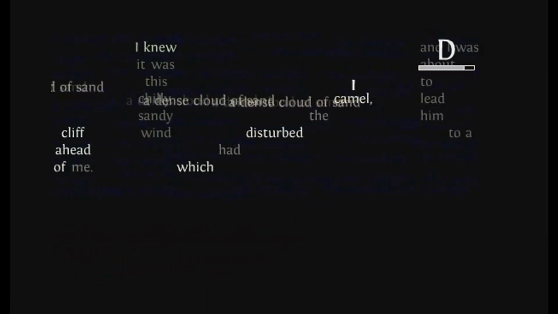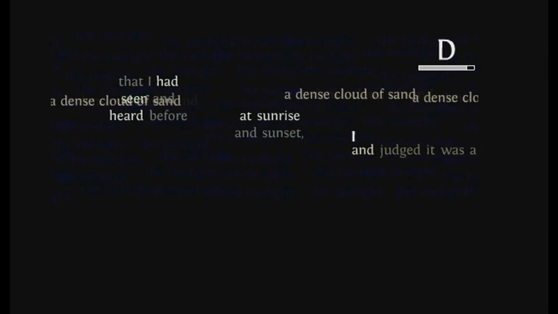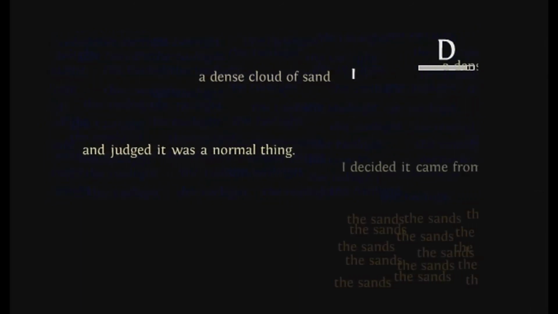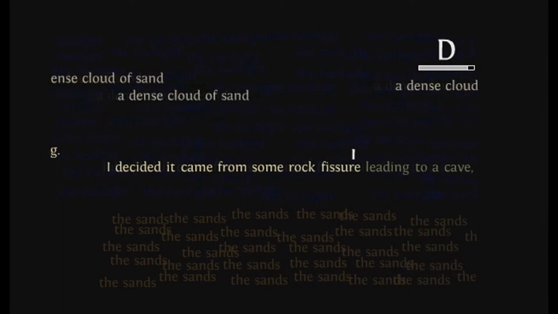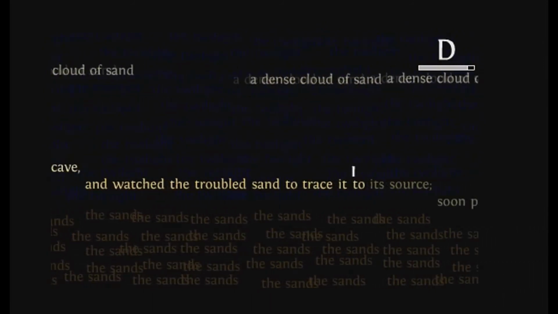I know it was this chilly, sandy wind which had disturbed the camel, and I was about to lead him to a place of better shelter, when I chanced to glance up and saw that there was no wind atop the cliff. This astonished me and made me fearful again. But I immediately recalled the sudden local winds that I had seen and heard before, at sunrise and sunset, and judged it was a normal thing. I decided it came from some rock fissure leading to a cave, and watched the troubled sand to trace it to its source.